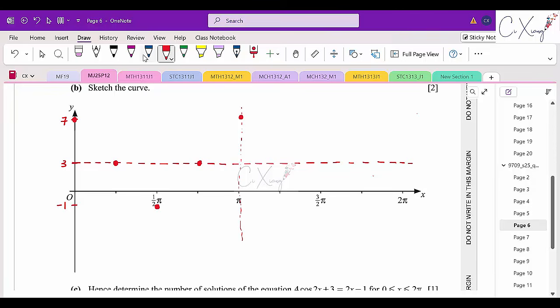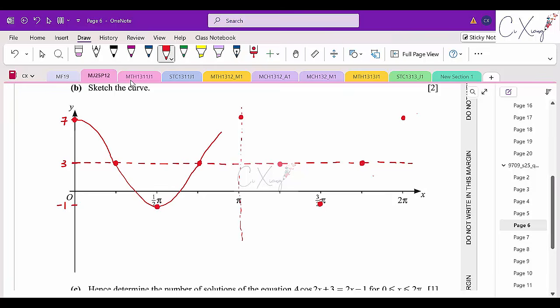Then you repeat the same thing for the second cycle. Come back to the center line, come back to the minimum point, which is -1, then go back to the center line again, and after that, go up to the maximum point one more time. If you try to join all the points together, it should look something like this. I can't draw it very nicely, but you can try to draw it as nicely as possible.